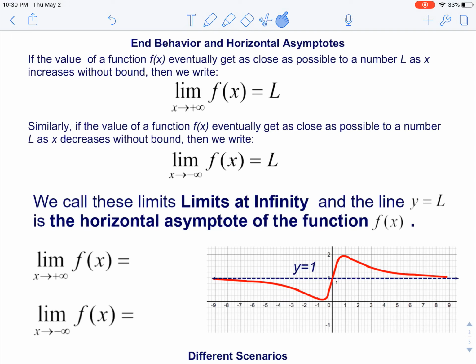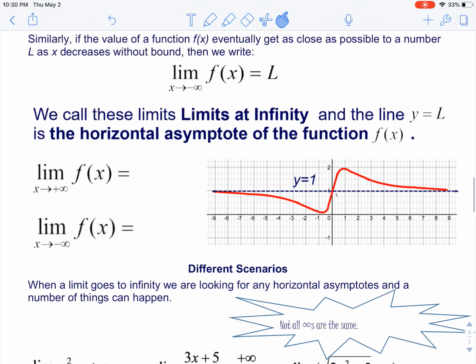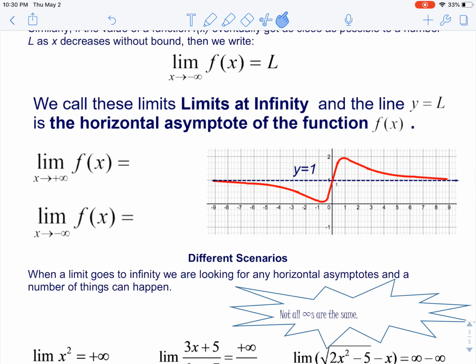Okay, so we're going to call these limits at infinity, and the line y equals L is the horizontal asymptote. Okay, so just again, looking graphically, we got a horizontal asymptote at y equals 1. So limit as x approaches positive infinity, we're approaching that horizontal asymptote as 1. That's our end behavior is approaching that. Same thing, the left hand side to negative infinity.